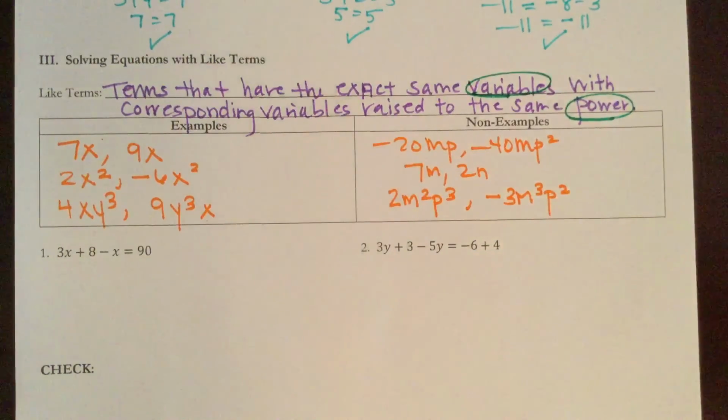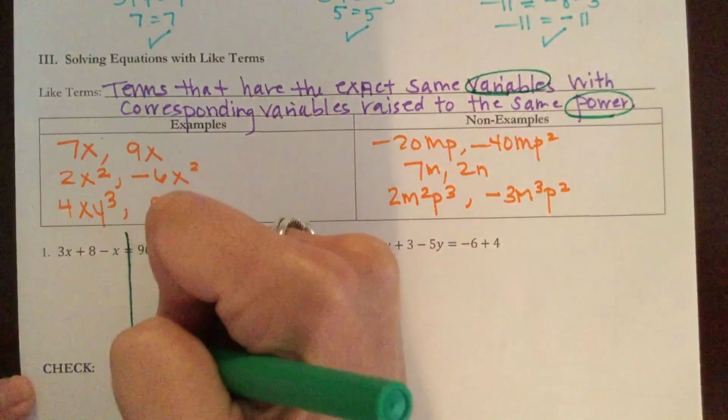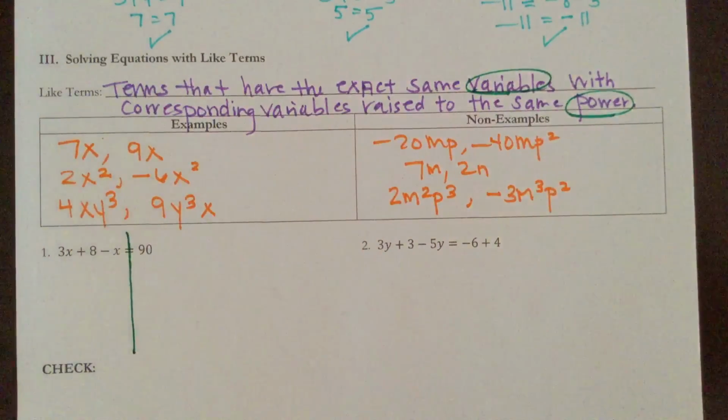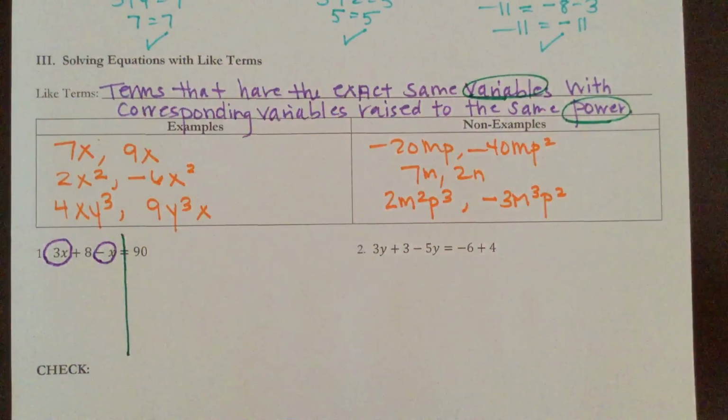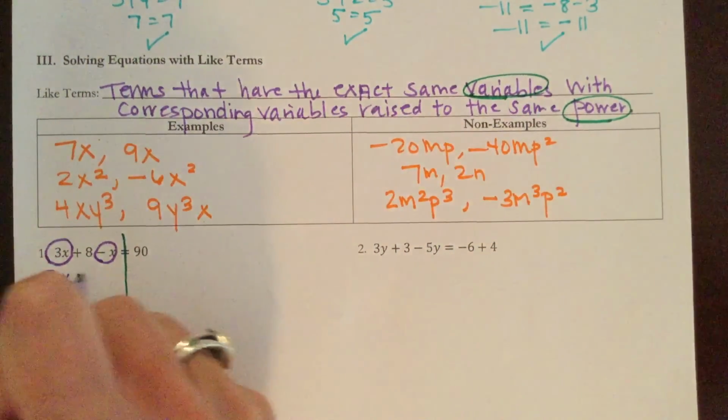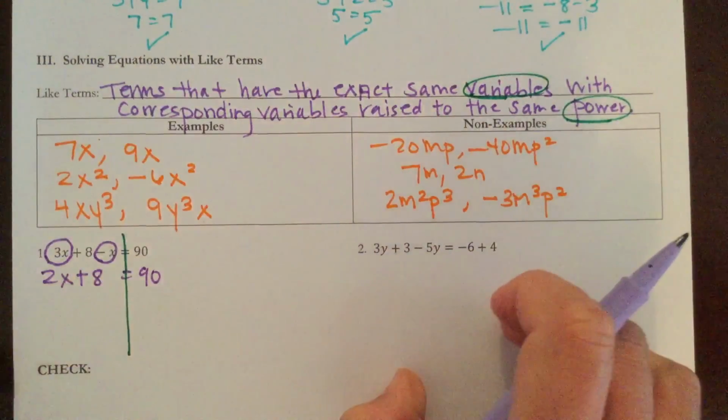Let's try solving with like terms now. Again, draw a line at your equal sign to separate the left and the right-hand side. Moving through our steps, there is nothing to distribute here. There are no fractions or decimals to eliminate. The next step we come to is like terms. We should see that 3x and negative x are like terms. They both contain the variable x, and that variable is raised to the power of 1. We want to combine these. 3x minus 1x gives us 2x plus 8 equals 90.